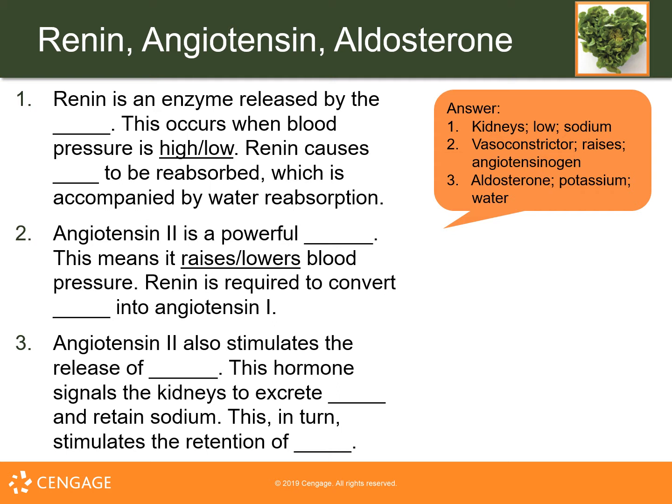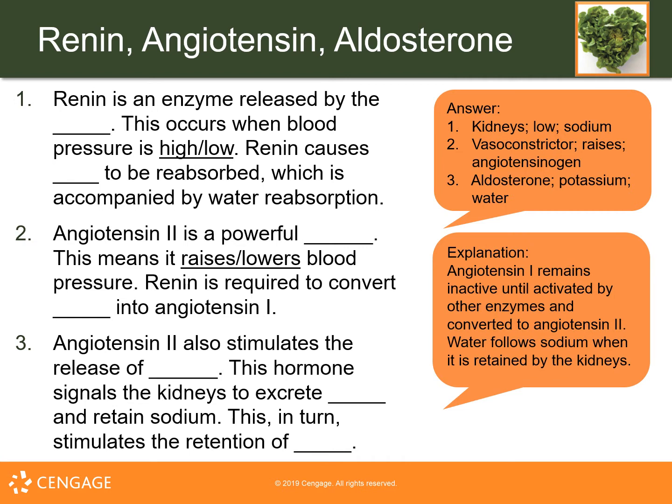Number 3, angiotensin 2 also stimulates the release of the steroid hormone aldosterone. This hormone signals the kidneys to secrete potassium and retain sodium. Thus, in turn, it stimulates the retention of water. So it's involved in that potassium-sodium pump that many of you have learned about in your other science courses. Here's the explanation I provided for those of you that need further explanation. Angiotensin 1 remains inactive until activated by other enzymes and converted to angiotensin 2. Water follows sodium when it is retained by the kidneys.